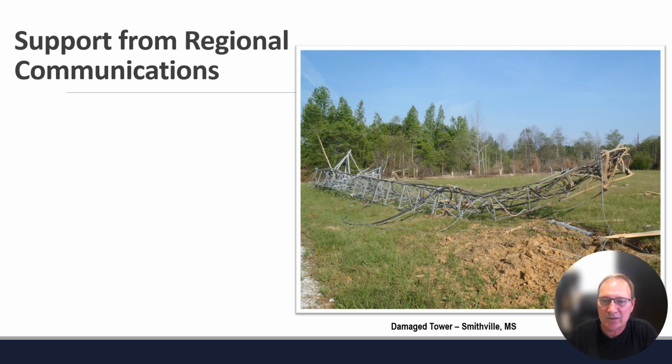Other aspects that we also have to think about, these towers that we use to connect communication systems. What are ways we can make them more resilient? It's very difficult to design a tower that's going to withstand the types of wind speeds that we'll see with certain types of tornadoes.